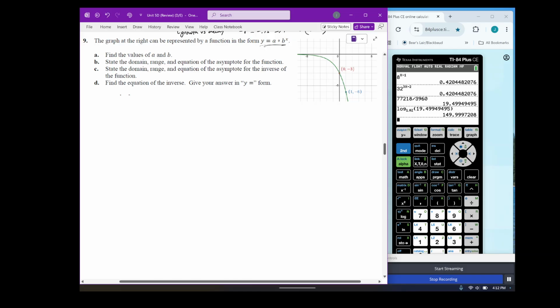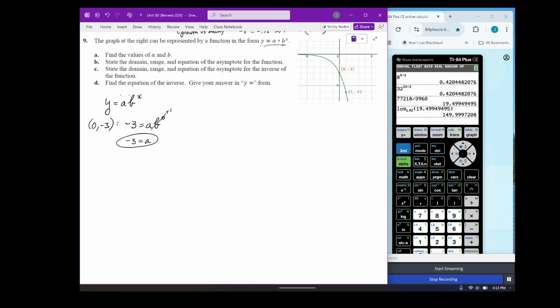So let's see here. Let me just write out that y equals a b to the x. And in this case, we're going to plug in the point (0, -3). So when x is 0, y is -3. So that's a, b, and x is 0. And so b to the 0 is 1. So now we get -3 equals a times 1, which is just a. So now we have a. That was pretty quick.